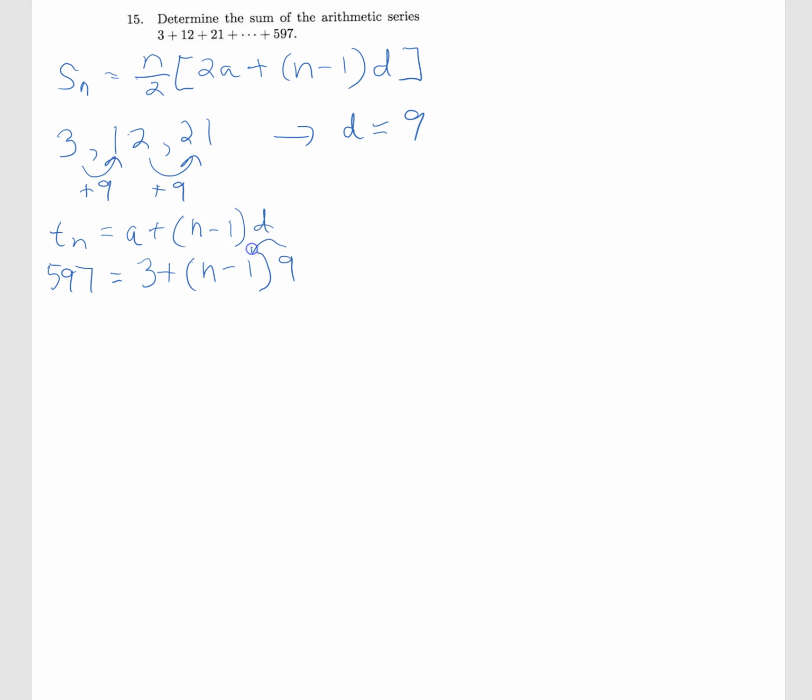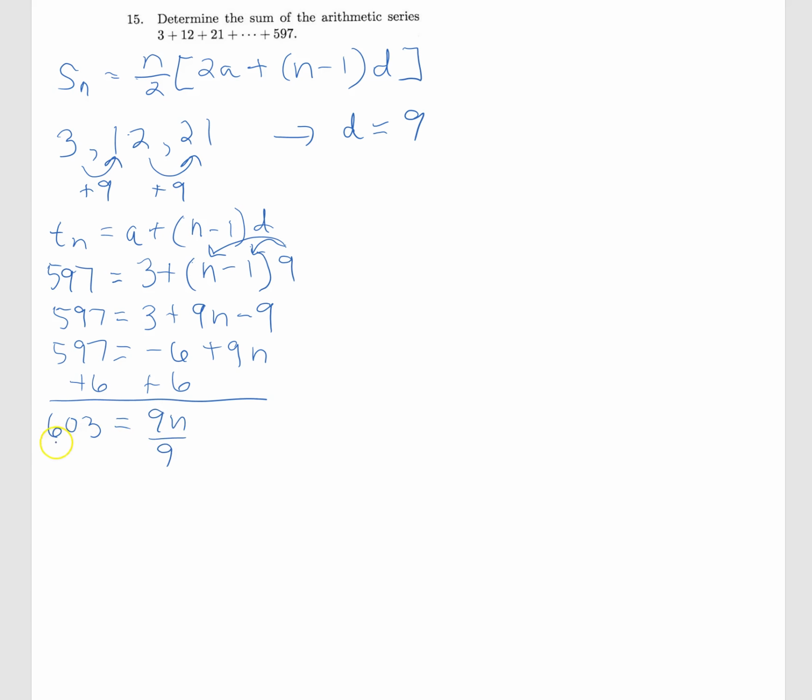I'm going to multiply this 9 into my brackets here. And this gives me 597 is equal to 3 plus 9n minus 9. What I'm going to do is combine terms on the right side of my equation. 3 minus 9 is negative 6, and I have my 9n here. I'm going to add 6 to both sides of my equation. 597 plus 6 is 603, and that equals 9n.